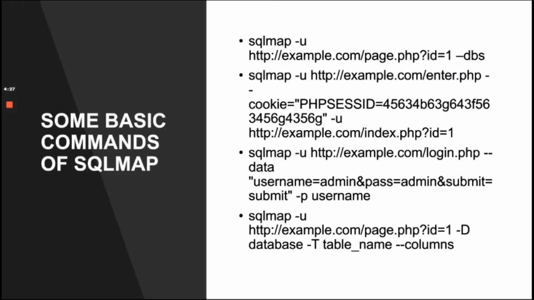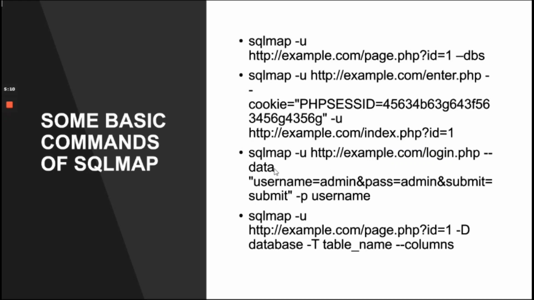There are some basic commands of SQL Map. There are plenty of SQL Map commands, out of which I have listed some of the basic ones. First we give sqlmap -u, and then we specify the URL here. After the URL, in the first command I have given --dbs, which means database names. Next we give -u with the cookie option. The cookie comprises the PHP session ID with the cookie numbers, then the URL.